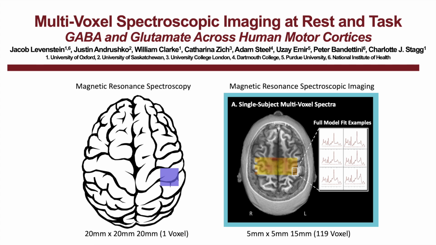Using a traditional MRS approach with a 2 centimeter isotropic voxel, we now with MRSI can represent that single voxel with about 21 independent voxels. This allows for greater spatial investigation into neurochemical concentrations across the brain.